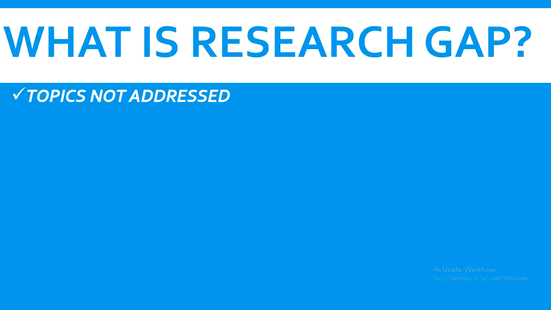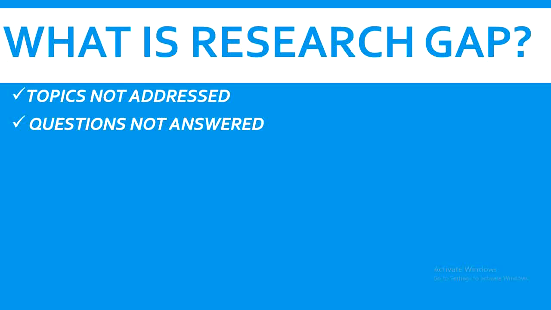Number 1, topics not addressed. What does this mean? This means that you should look for those topics, those research areas which are not addressed, which are not studied in the current study or in your base paper or in the current literature. So research gap is those topics and areas which are not addressed in the current study, in simple words. Next, the questions which are not answered in the current study or by the current literature review.